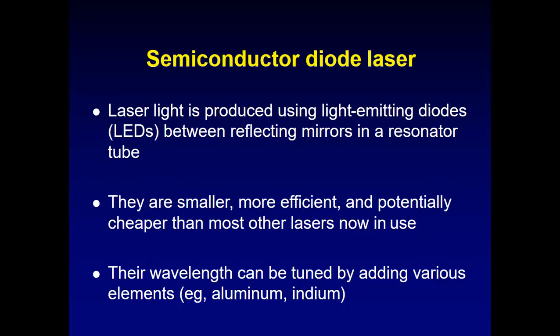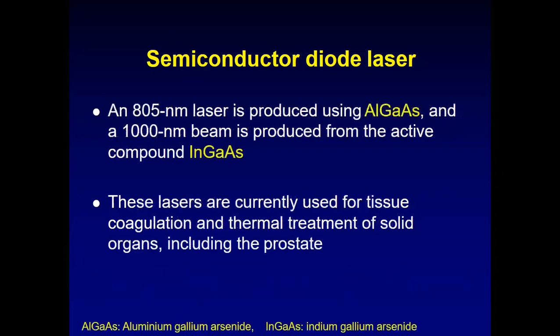Semiconductor diode laser: laser light is produced by light emitting diodes between reflecting mirrors, and they are smaller, more efficient, and potentially cheaper than most of the lasers used. Their wavelength can be tuned by adding various elements, aluminum and indium. These lasers are currently used for tissue coagulation and thermal treatment of solid organs like the prostate.